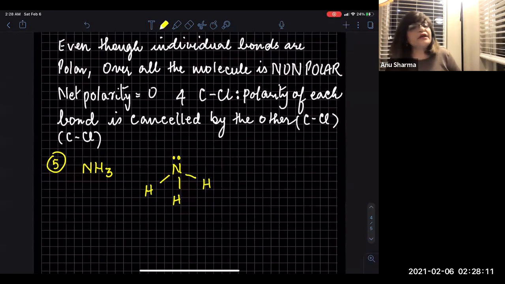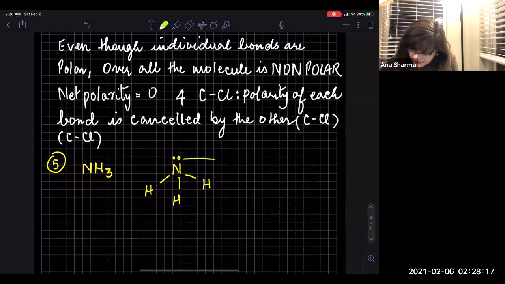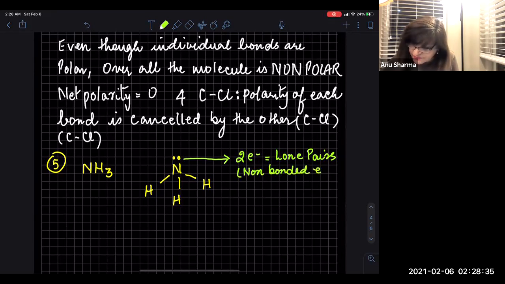Now here, very important. These you see on top are actually electrons, two electrons, and these are called lone pairs, commonly known as lone pairs, but sometimes these are also called non-bonded electrons. Okay, so these are non-bonded electrons and they don't like the nitrogen and hydrogen bonds, so they push them away. This is the reason why they take the topmost spot, and then these three hydrogens are at the bottom. Okay, so that's the shape.